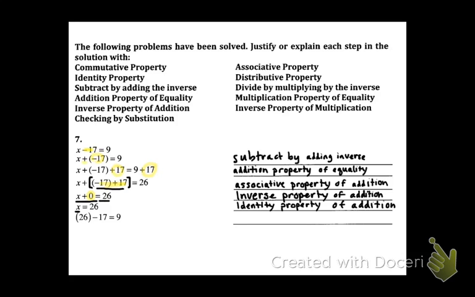Okay, x equals 26 is our solution. We always want to check our solution, so we plug in 26 for x in our original equation. 26 minus 17 equals 9. We check that, and that is true.